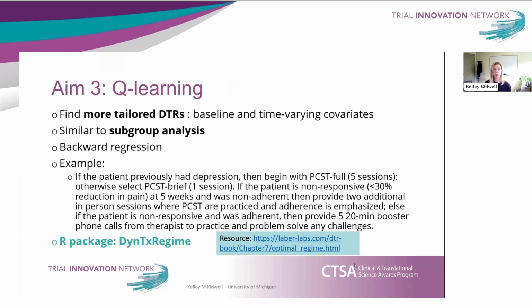And there's also a really awesome resource, a website from Eric Laber's lab, that goes along with his book with Marie Davidian and Butch Tsiatis about SMART and dynamic treatment regimens. It goes through how to use Q-learning in this type of setting. And so I have an example here of what we'd be looking for, like what variables were associated with a DTR that looked optimal for individuals.